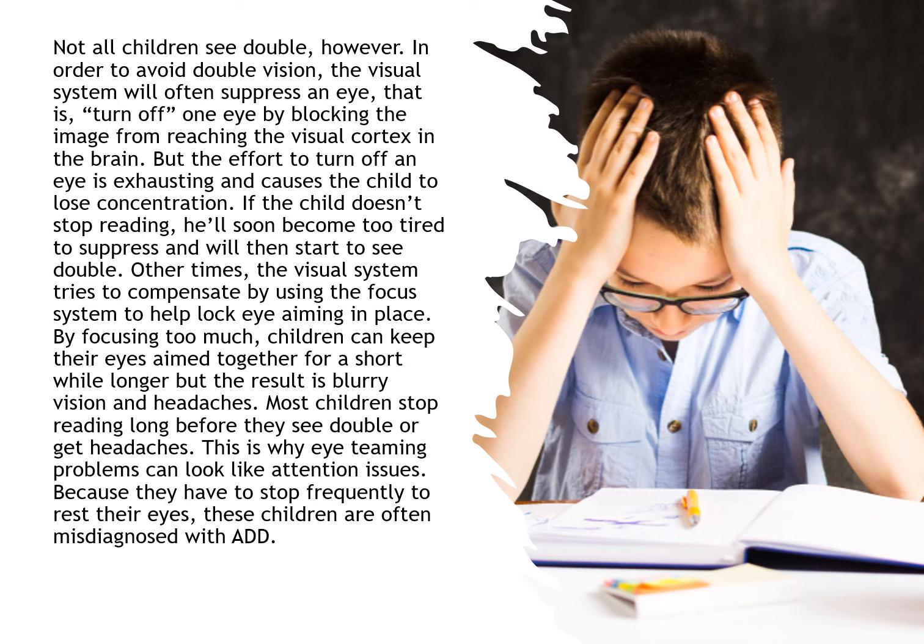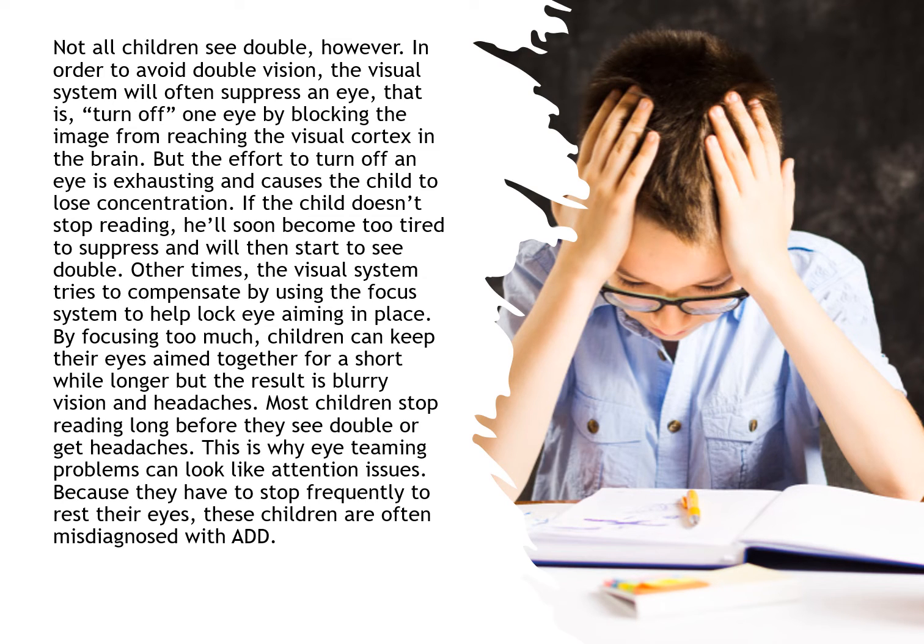Not all children see double, however. In order to avoid double vision, the visual system will often suppress an eye, that is, turn off one eye, by blocking the image from reaching the visual cortex in the brain. But the effort to turn off an eye is exhausting and causes the child to lose concentration. If the child doesn't stop reading, he'll soon become too tired to suppress and will then start to see double.